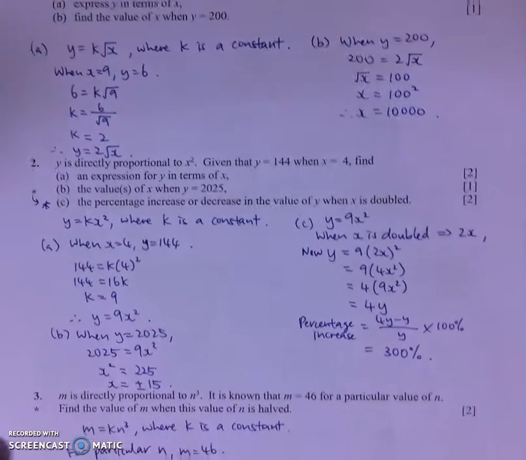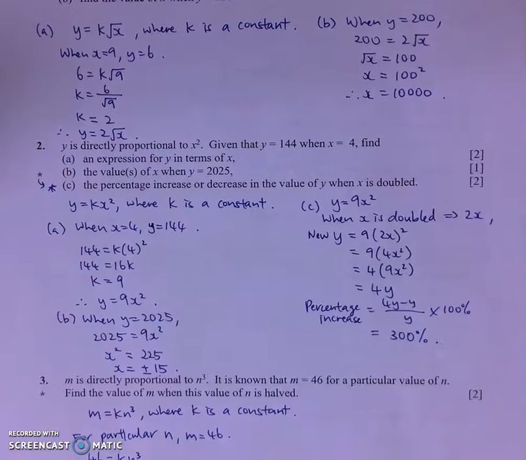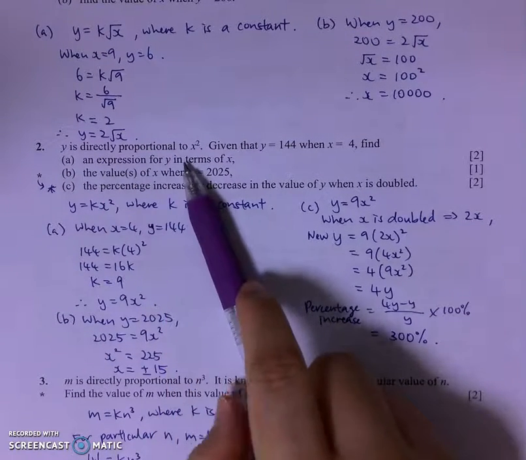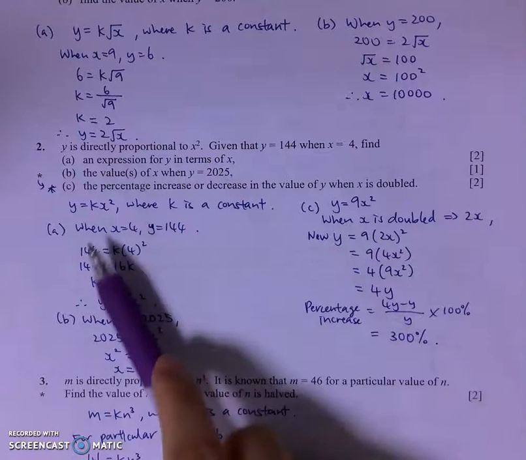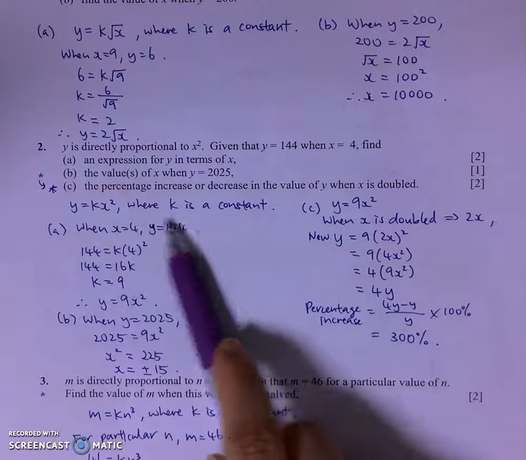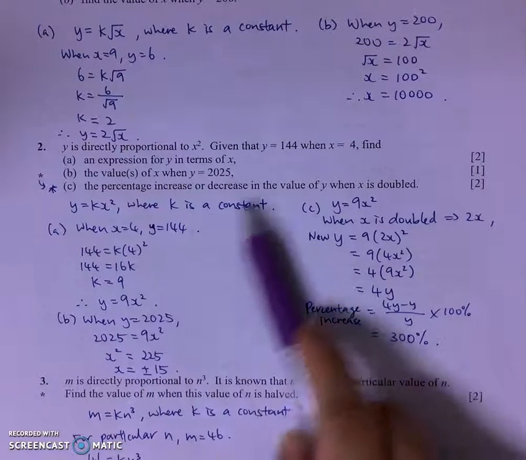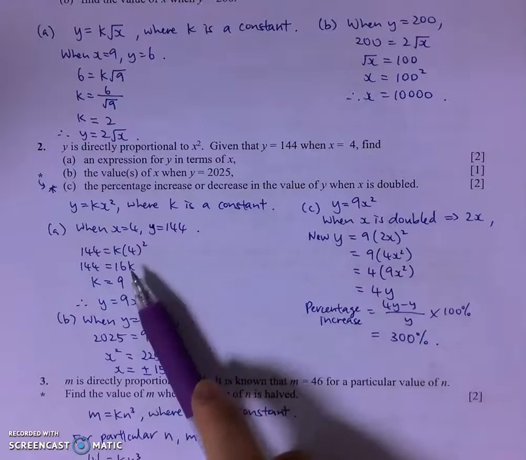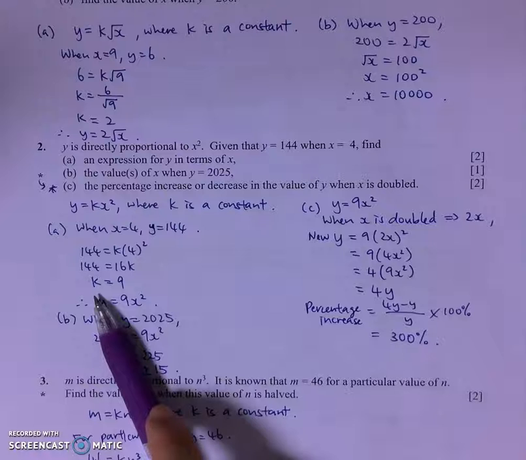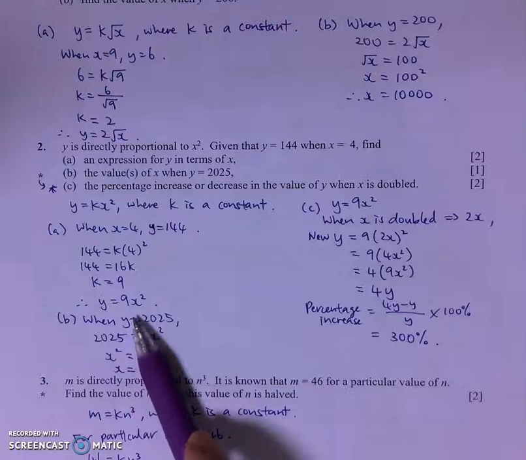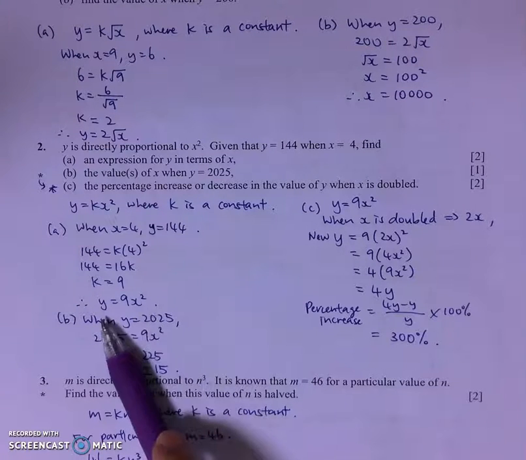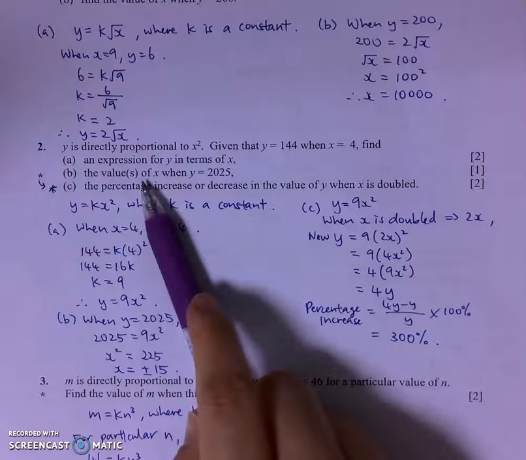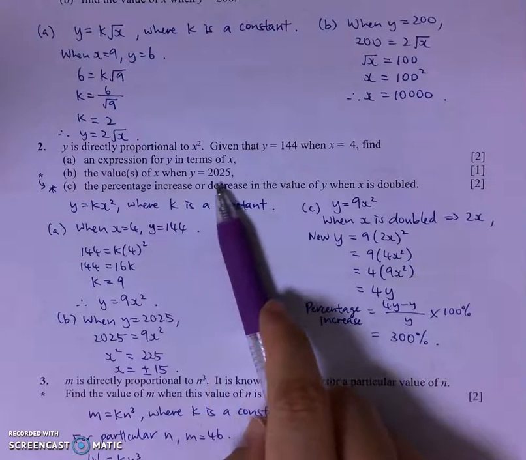For question 2, you should also be able to form the equation when y is directly proportional to x squared. So y equals kx squared, where k is a constant. Same thing, they give you values of x and y. So I should be able to find the value of k, and that will give me an expression for y in terms of x. For part B, they want the values of x when y equals 225.